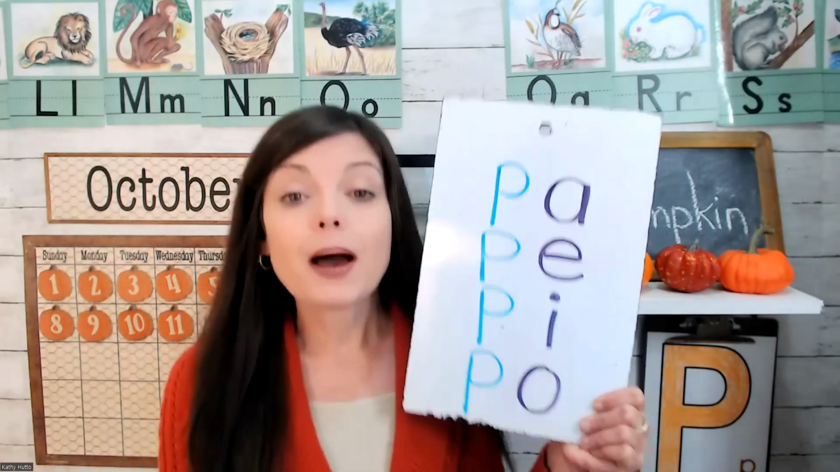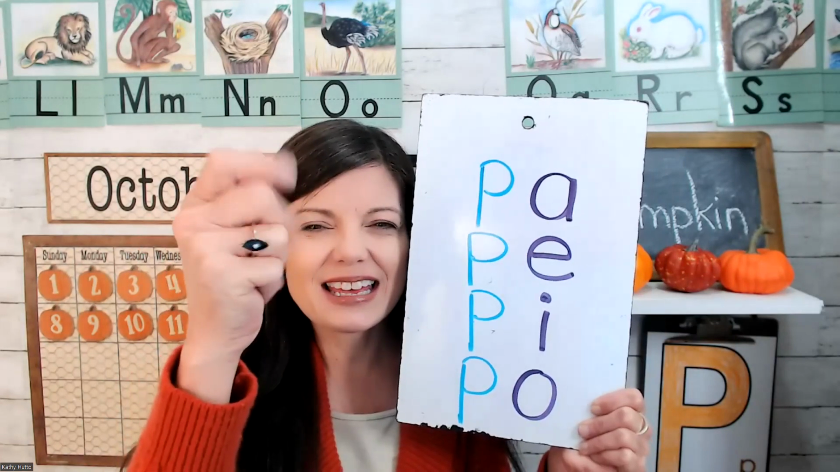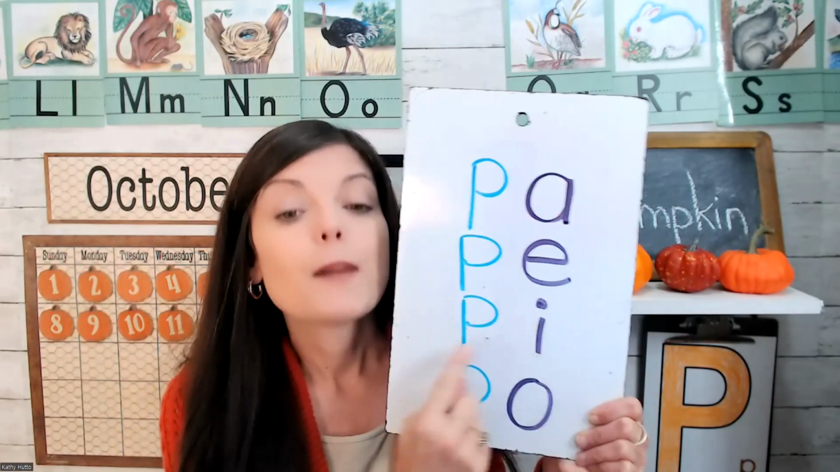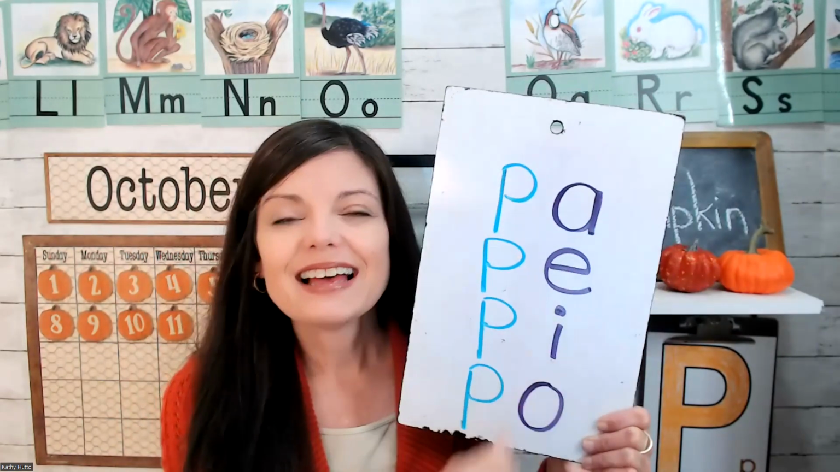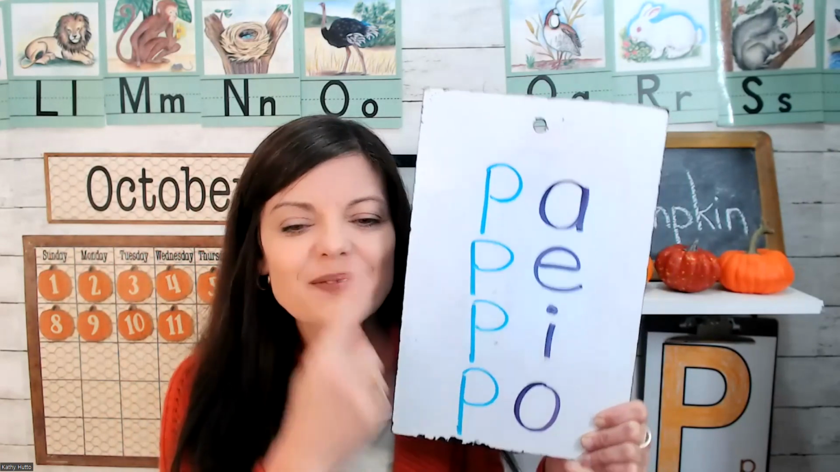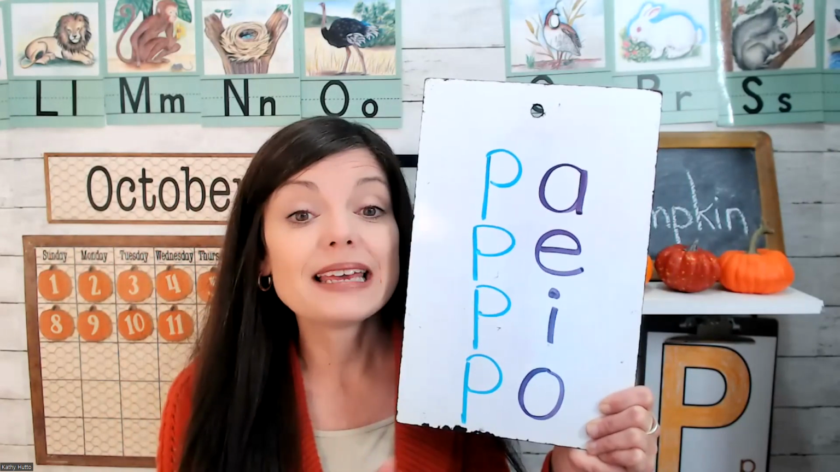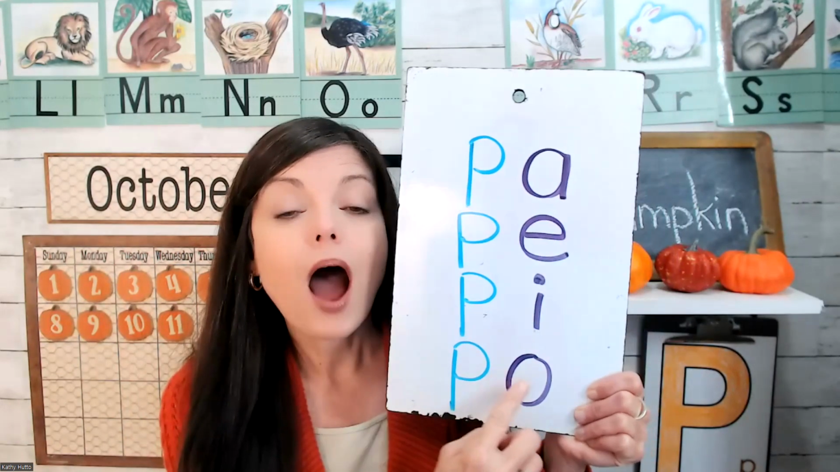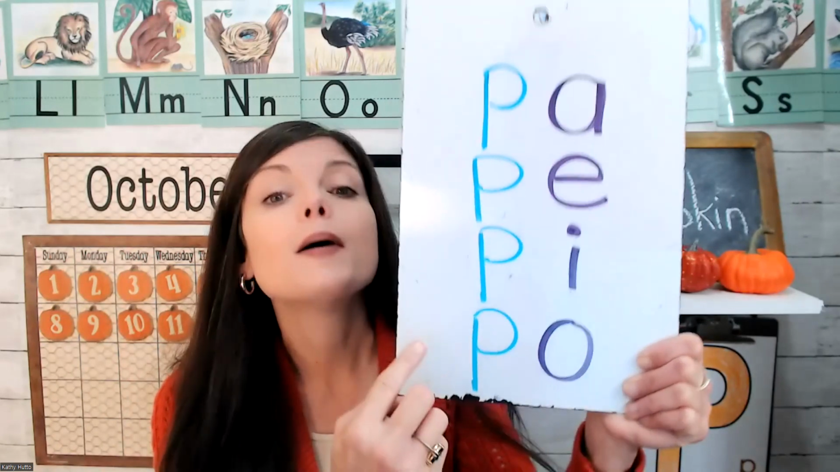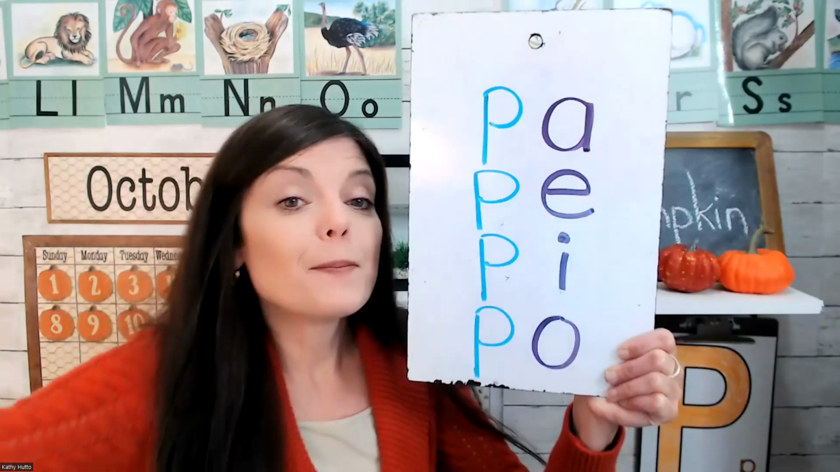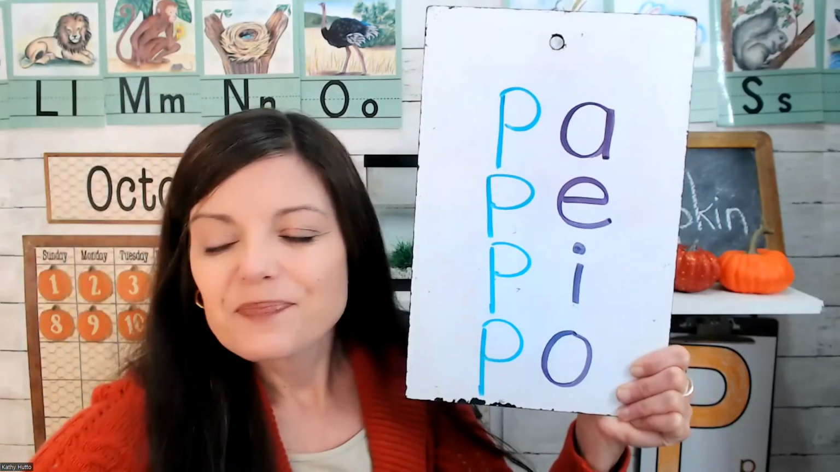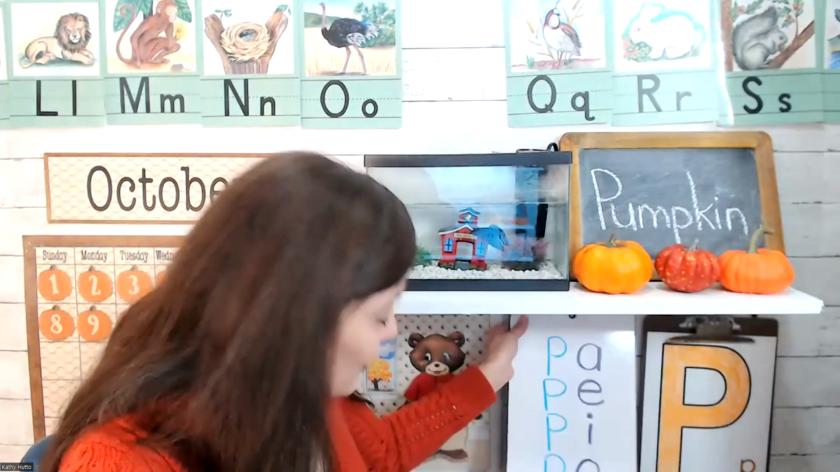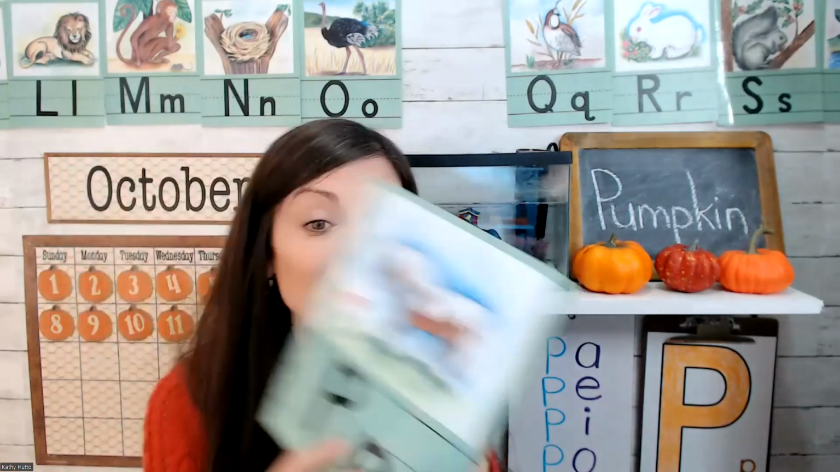Okay, next we have P and I. P says p, p, p, p. I says ih. Pi, pi, pi, like a pig. Oink, oink, oink, oink. Last one, P and O. P says p, p, p. O says ah. Po, po, like popcorn. Pa, pe, p, paw. You did a great job with our blending and with our letter time for today.